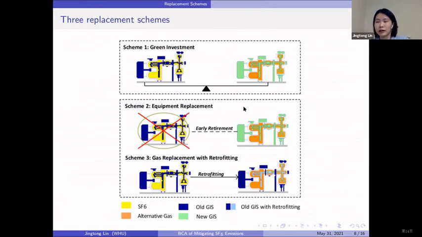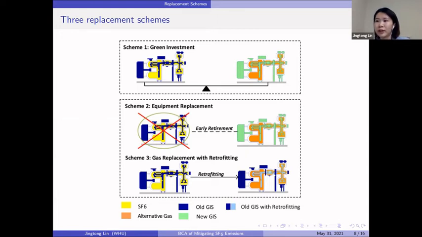And based on the technical analysis of SF6 alternatives and market survey, we summarize three replacement schemes for the BCA. The first one is called the green investment. This scheme is the basic decision-making context. It looks at the additional benefit of investing in a new GIS using C4 gases instead of using an old GIS using SF6. The second and third schemes deal with the replacement of the existing GIS.